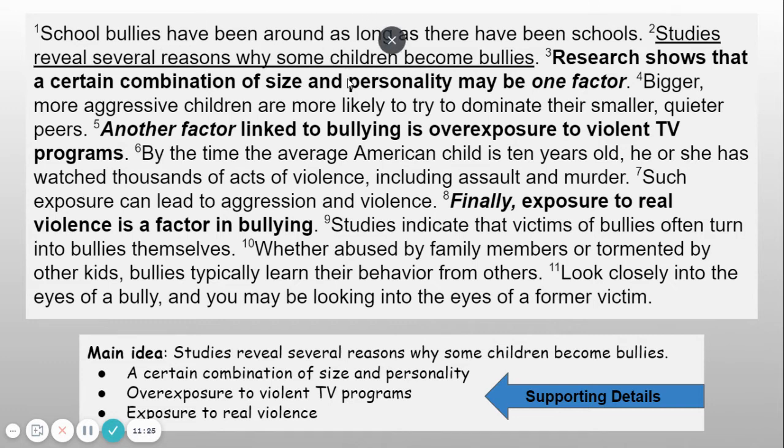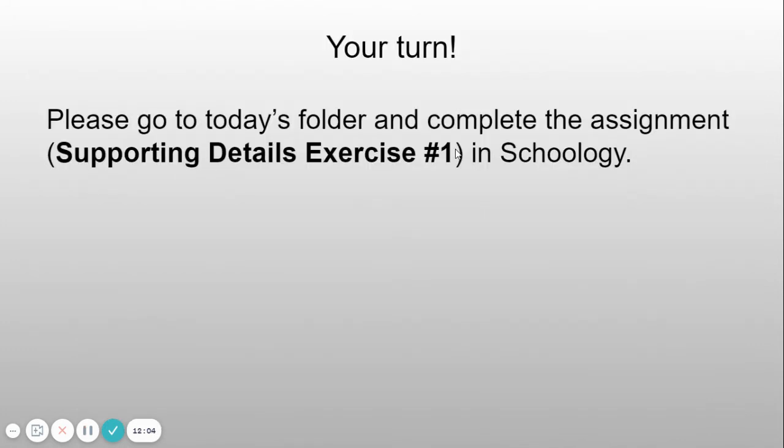And again, if you look at the sentences, research shows that a certain combination of size and personality may be one factor. And then down here, another factor. So you have another keyword there. And then finally, exposure to real violence is a factor in bullying. So you really want to be on the lookout for those keywords that signal this is a major detail. And like I said, I will absolutely keep emphasizing this, and I will go over this in more detail myself. But for now, let's see how you do.